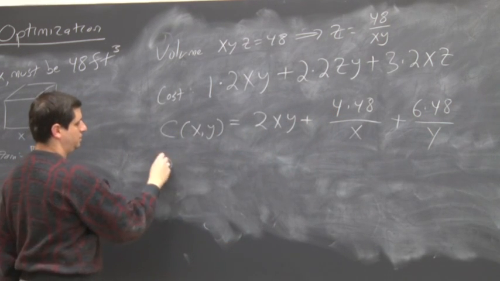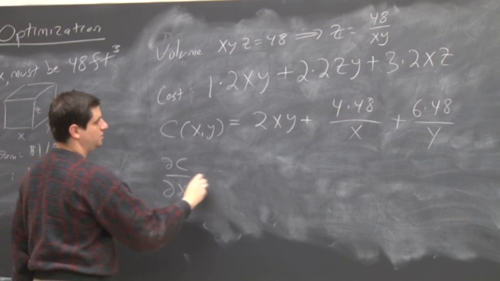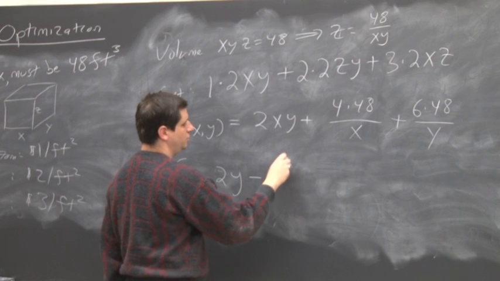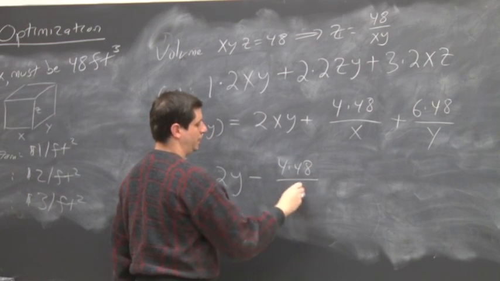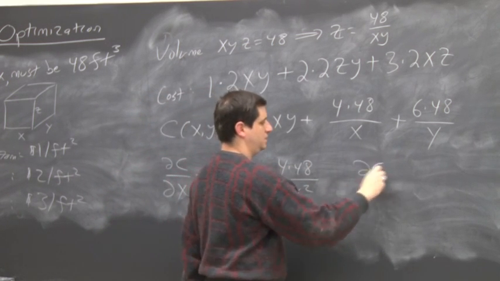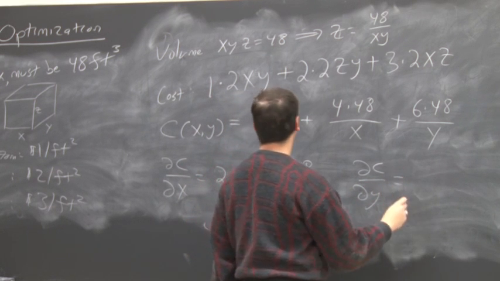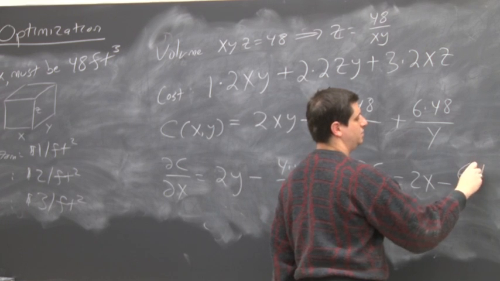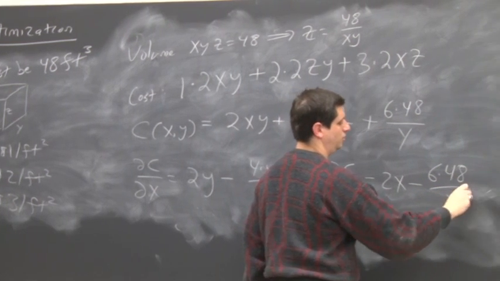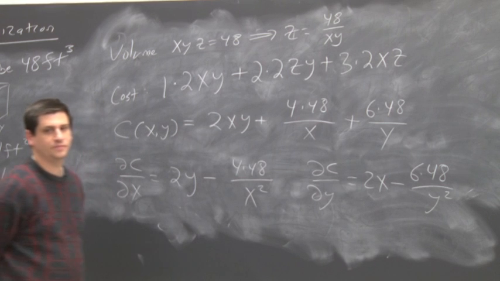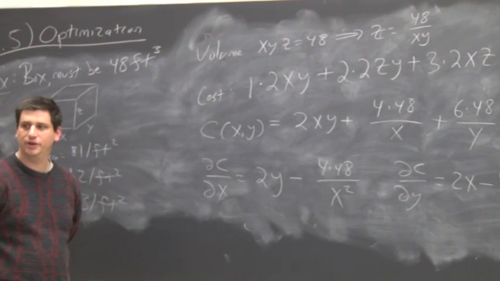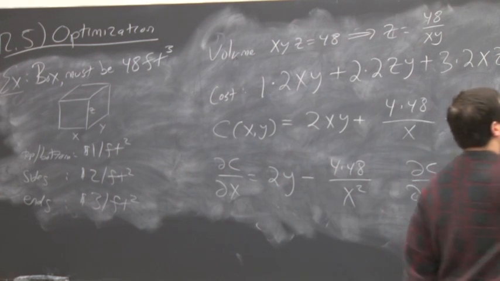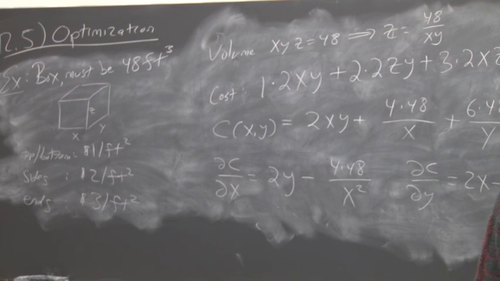All right. dC/dx is going to be 2y minus 4 times 48 over x squared. dC/dy is going to be 2x minus 6 times 48 over y squared. And what do I do to find the critical points? I set them equal to 0. So critical points.